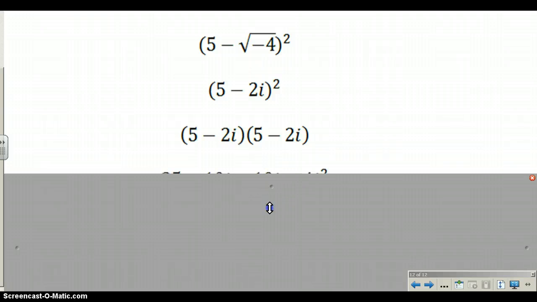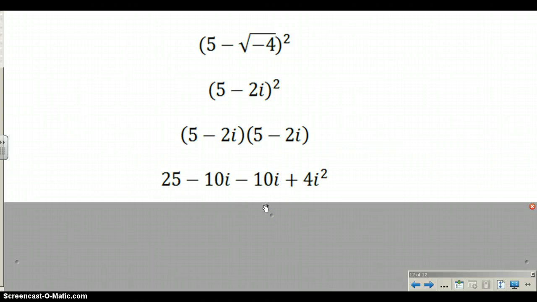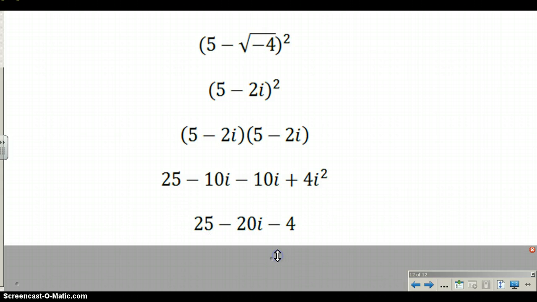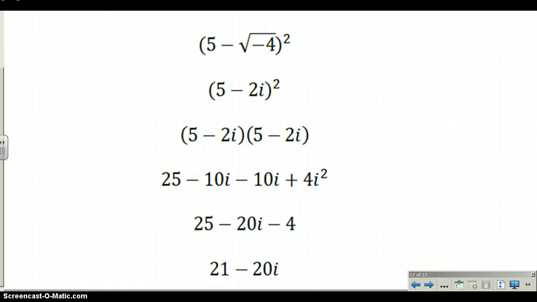FOIL that out, and we are going to get 25 minus 10i minus 10i again, plus 4i squared. So again, we're going to combine our like terms in here. Negative 10i minus 10i is negative 20i. Over here we have that i squared, which equals negative 1. So we're going to do 4 times negative 1. So this is what we get here. And then one last step of simplifying will give us 21 minus 20i.